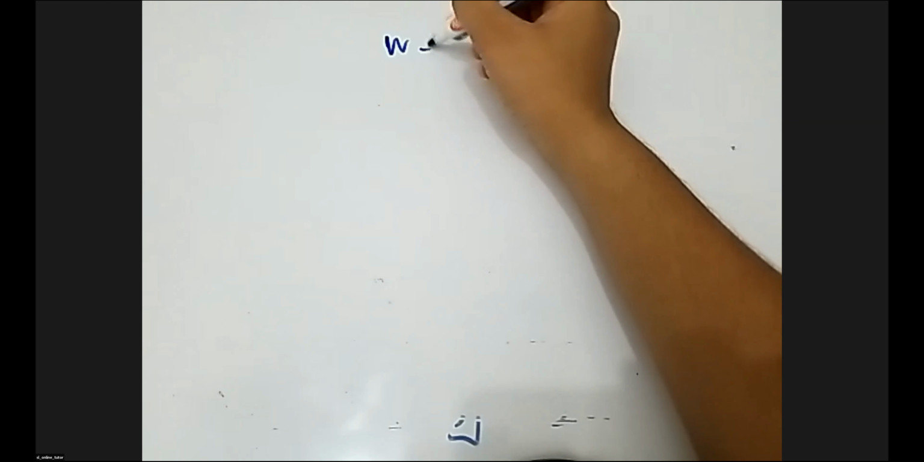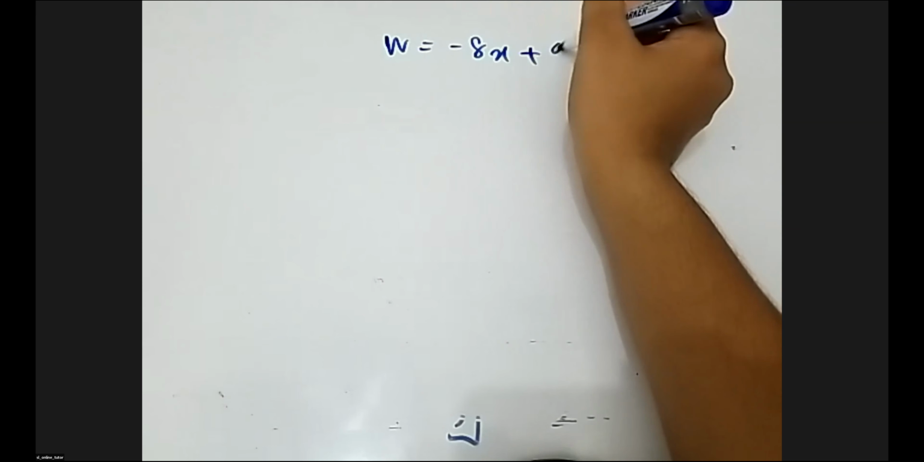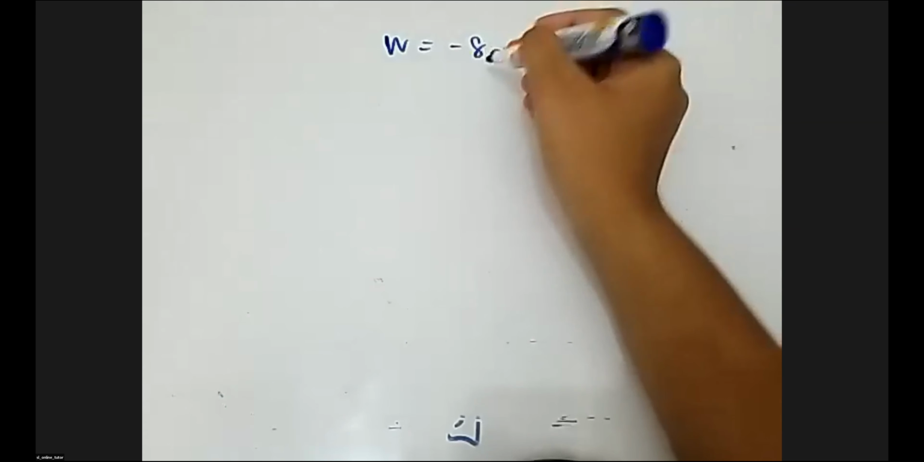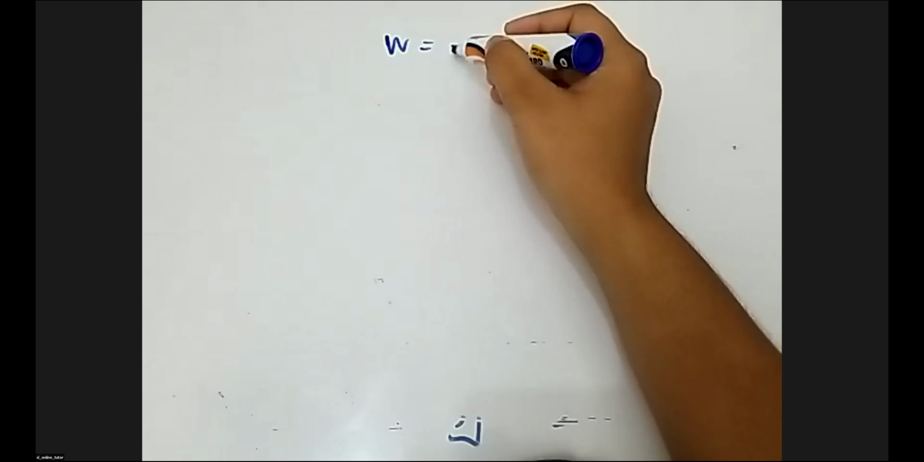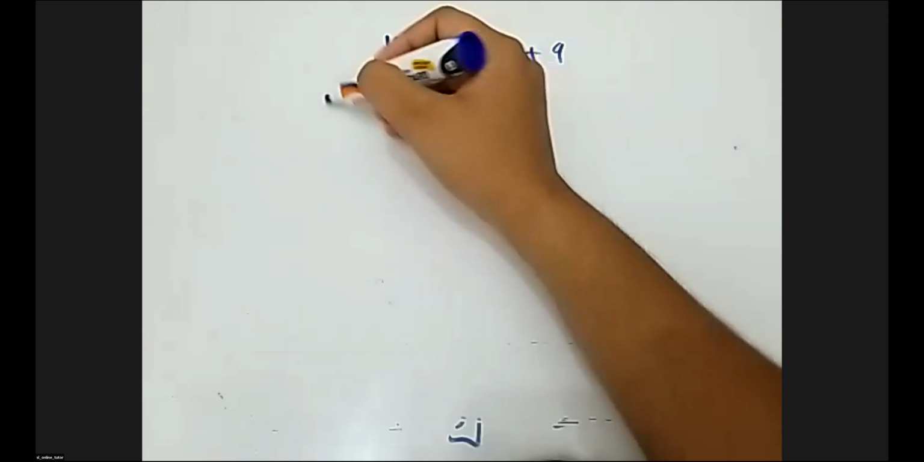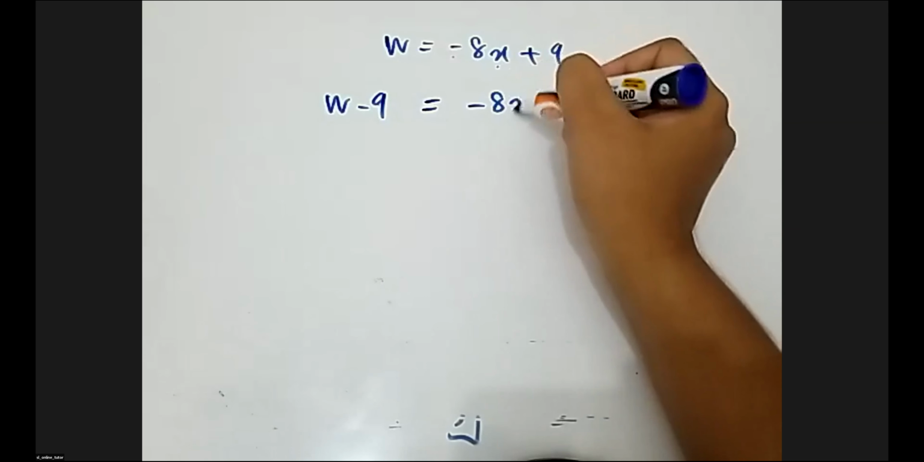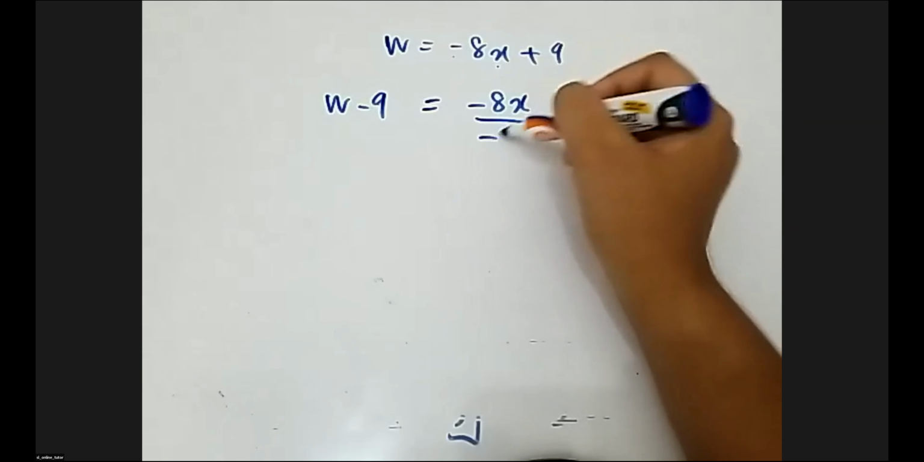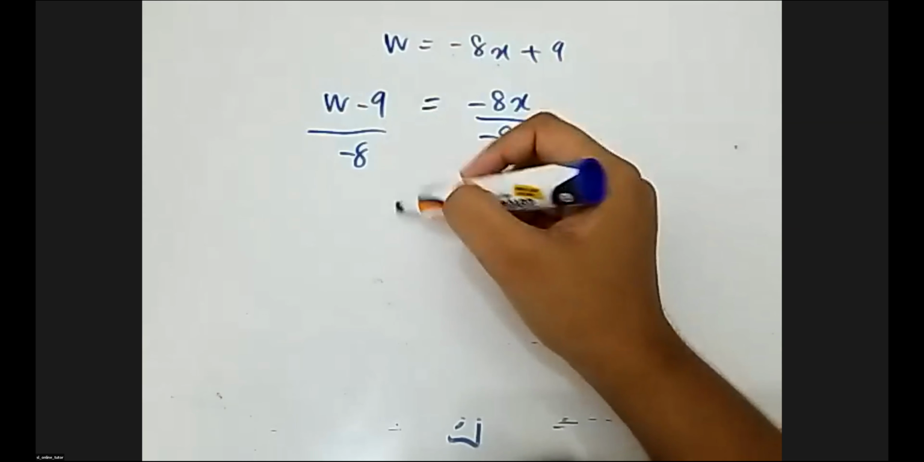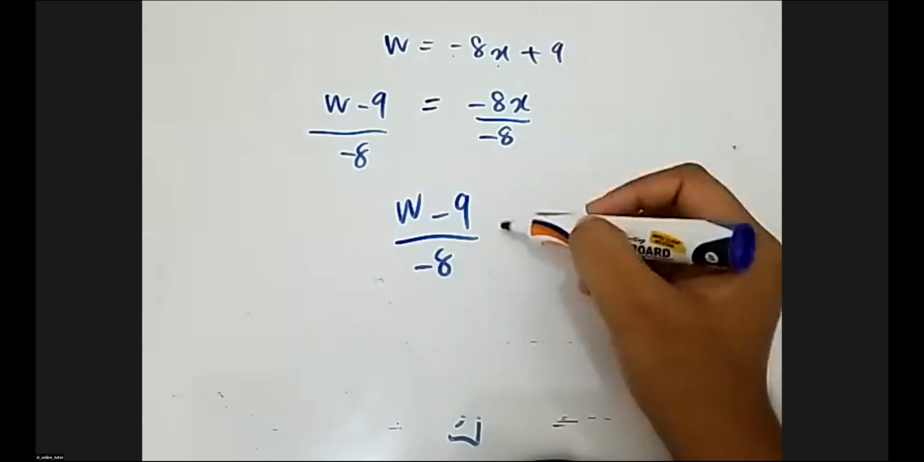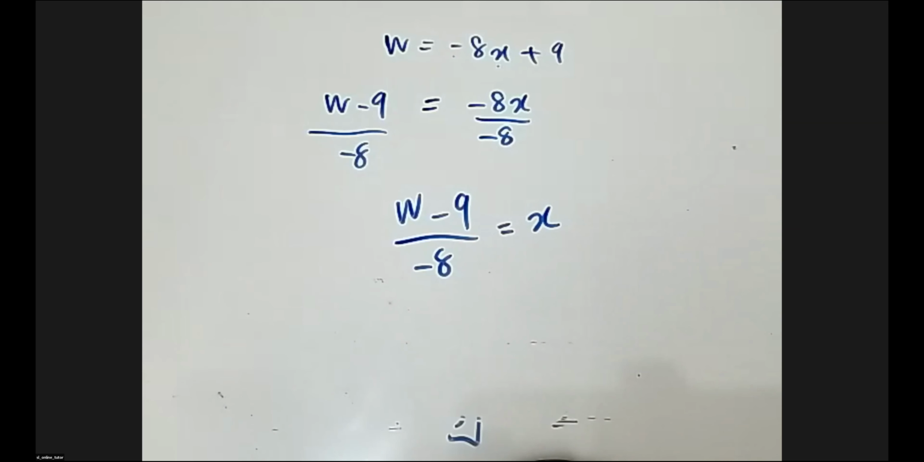W equals minus 8x plus 9. First, we can remove the plus 9 because this is difficult to remove. This is connected with negative and multiplication. So W minus 9 equals minus 8x. Now we can remove the minus 8. What do you get? W minus 9 over minus 8 equals x. Put a tick if it is correct.